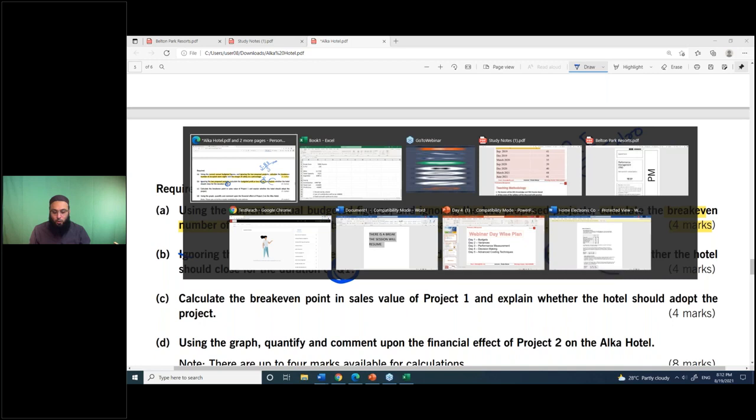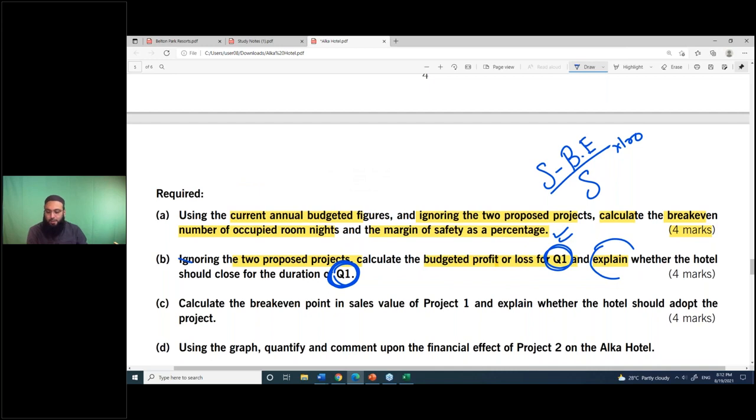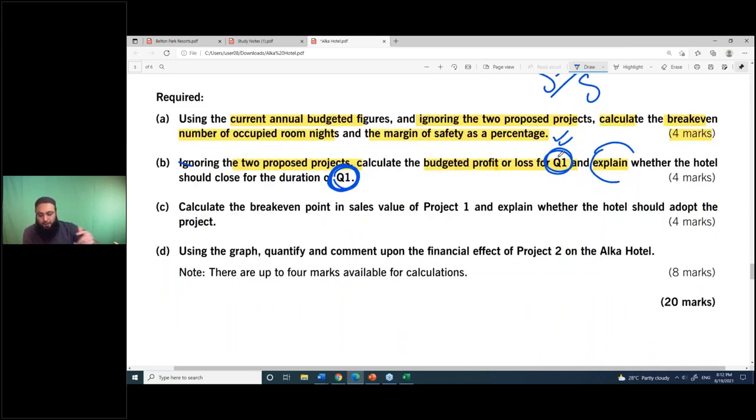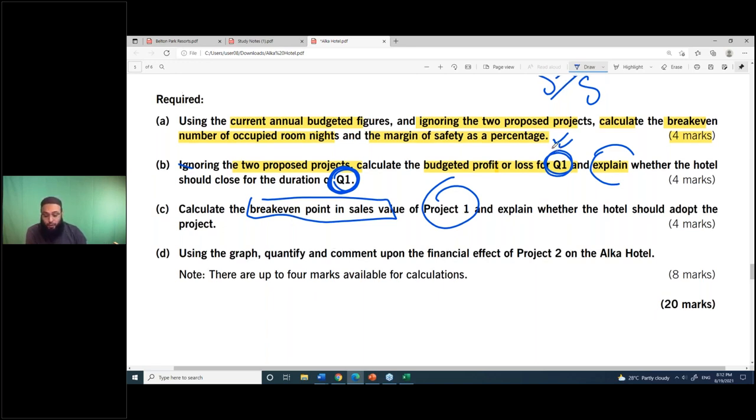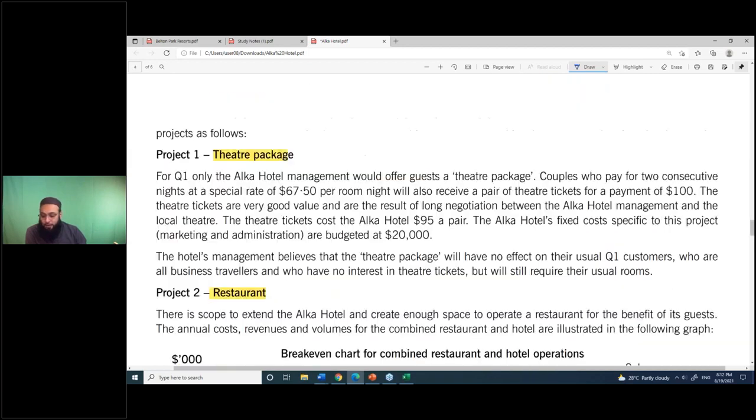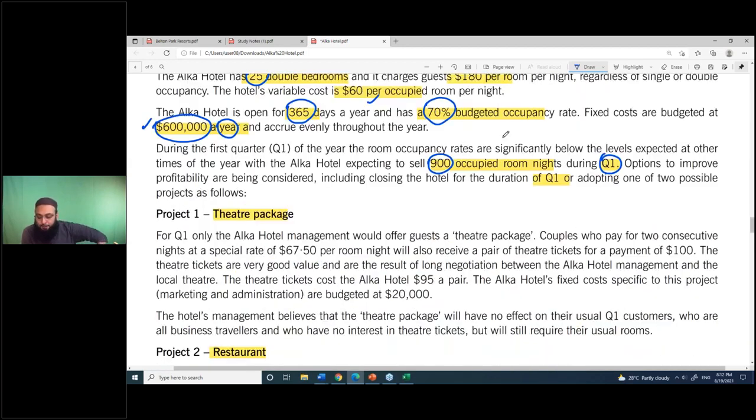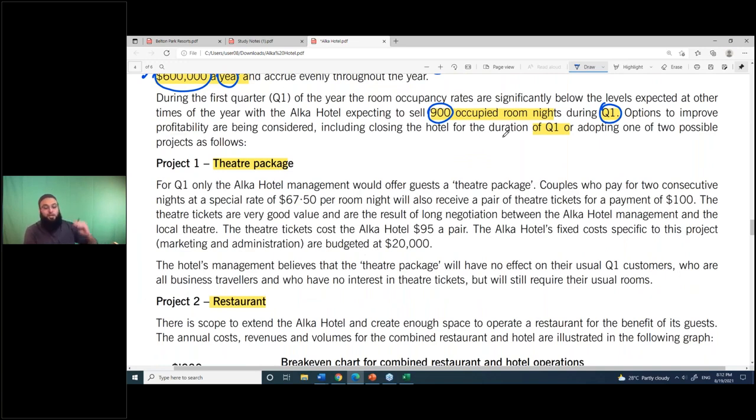So the next requirement is: calculate the break-even point in sales value of project one, and explain whether the hotel should adopt the project or not. Now let's go to project one. I need to look at what project one is about. For quarter one, if you don't discontinue, they gave us two proposals, right?